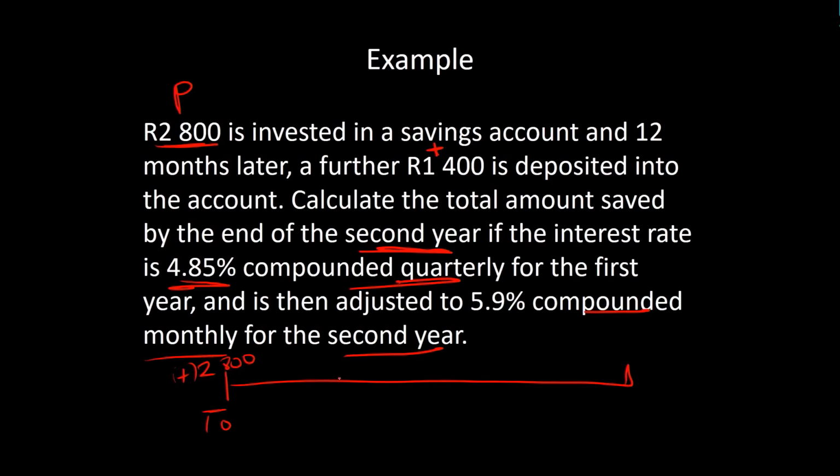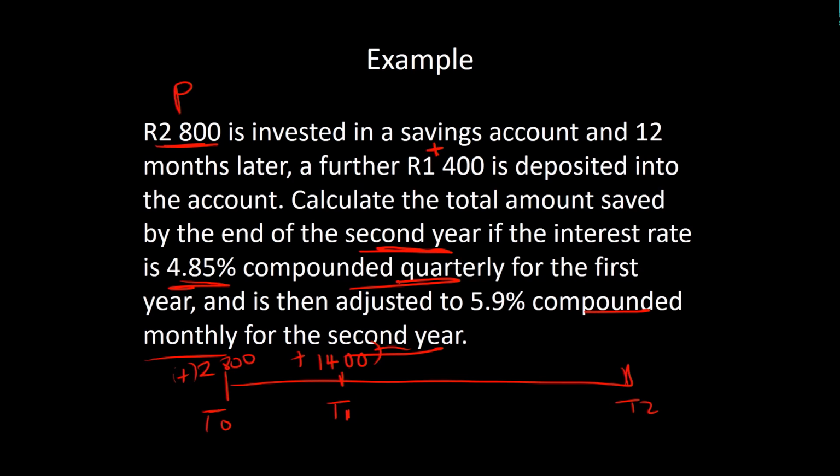So we're not going to write T12 here. We're going to put in T1 because 12 months is a year. So 12 months later at time 1, a further 1,400 is deposited. Because it's going into the account, we can put a plus sign to show that it's going in. Calculate total amount at the end of the second year.